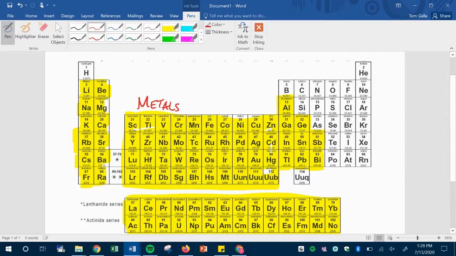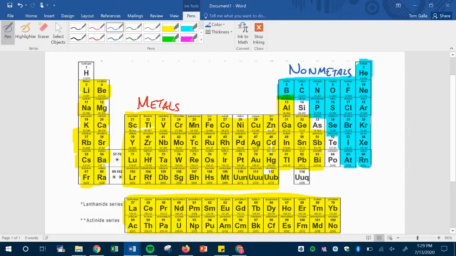Now let's talk about some of our nonmetals. Our nonmetals are over here, and this includes boron, carbon, all of these. Then we've got to be careful, but it's chlorine to phosphorus, bromine and selenium, iodine, astatine, and then finally our last row from helium all the way down to radon. And so these are all of our nonmetals. So we'll label those nonmetals.